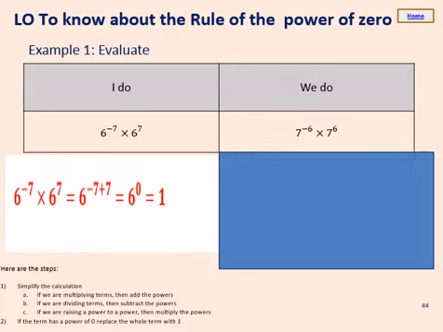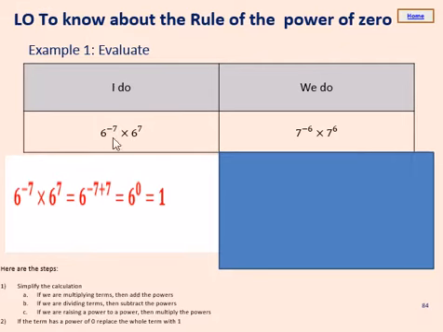So we can see an I do and a we do here where we've got calculations, and we have to use our previously learned rules of indices to work these out. So first of all, 6 to the power of negative 7 times 6 to the power of 7. Remembering that when we're multiplying two base numbers raised to powers, we can just add the powers together to write this as a single power.